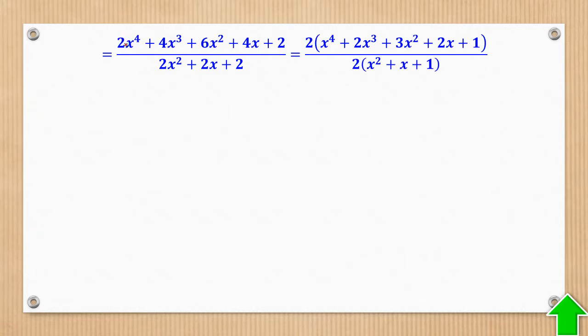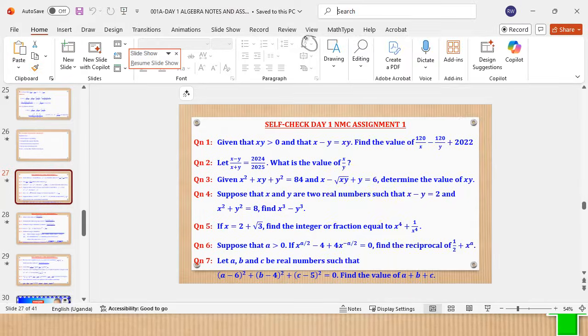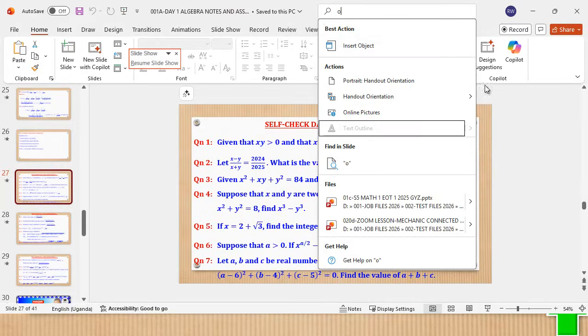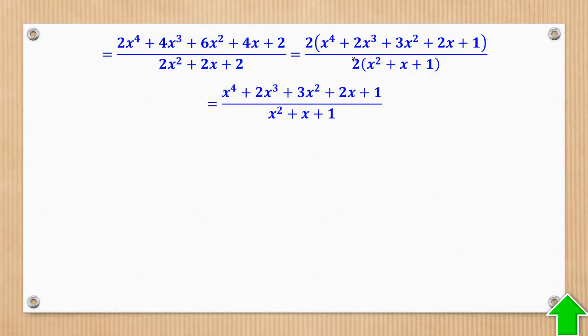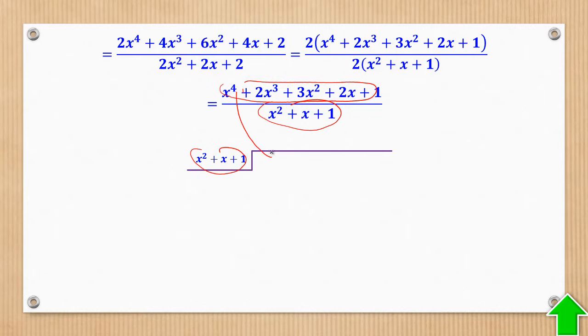Then I realize that here 2 is common in all, so I can factorize it out. Also, 2 is common here, so I can factorize it out. Then I'll remain with that. Now here I cannot use synthetic division. So the base is long division. When I long divide, this will be the polynomial. This will be the divisor. So divisor is here. Then I put the polynomial inside here.